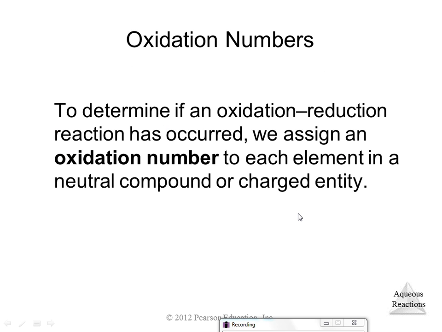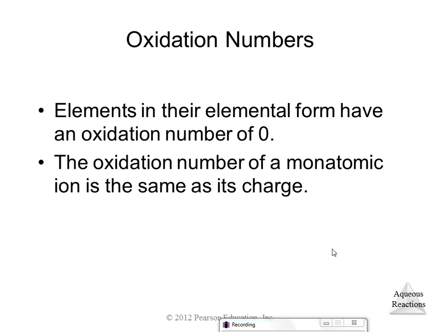Oxidation numbers. Oxidation numbers are the way that we keep track of the electrons. It's like a scorecard in baseball or a stat book. You try to keep track of where all the electrons are. We assign oxidation numbers to each element in a neutral compound or charged entity. So how do we do that? If the element is in its elemental form, it has an oxidation number of 0. The oxidation number of a monoatomic ion is the same as its charge.